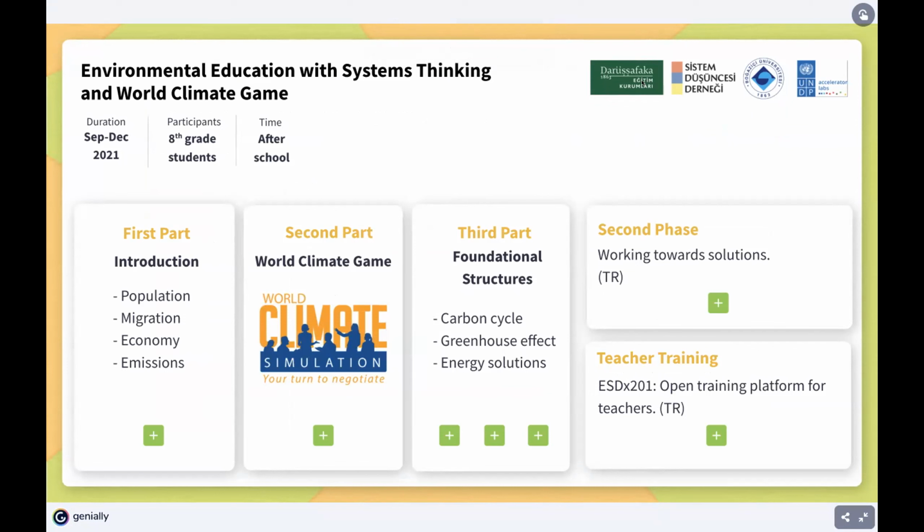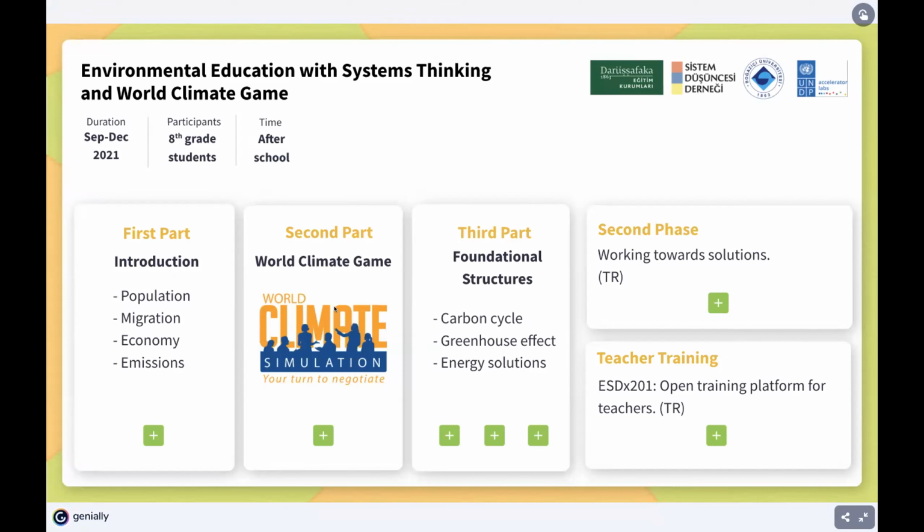Darüşşafaka schools from Turkey, Systems Thinking Association in Turkey, Boğaziçi University, and also UNDP Accelerator Labs. We did this program together with students in the 8th grade, and it lasted from September to December. We did it after school with voluntary students and voluntary teachers. We divided the program into 3 parts. The first part was a preparation for students to do the World Climate Change game. I will start with the second part, then go to the first part and then the third part.